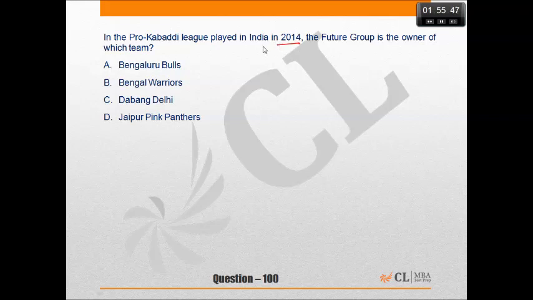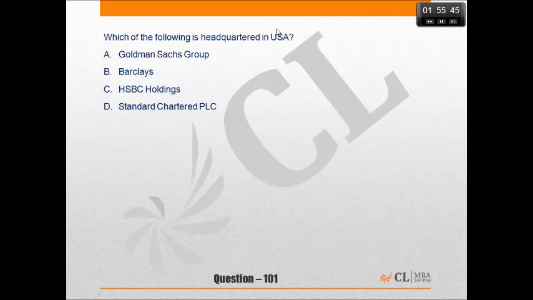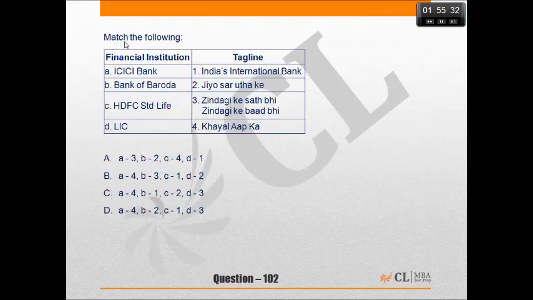The Pro Kabaddi League played in India in 2014. Future Group is owner of which team? No idea. Which of the following is headquartered in USA? It should be Goldman. Barclays is UK. HSBC is UK. Standard Chartered is UK, or is it Australia? I'm not sure, but either way, that leaves me with Goldman Sachs.